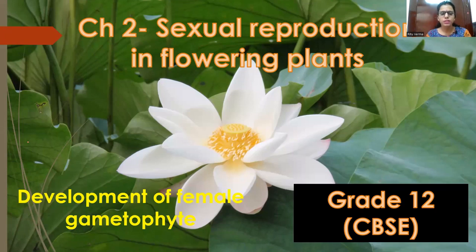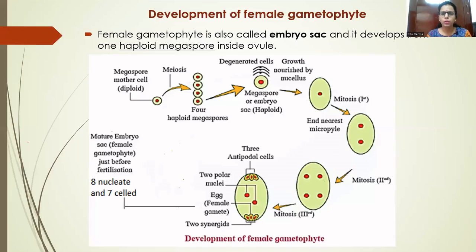Everyone, in this video, we are going to discuss the development of the female gametophyte in angiosperms. In the previous video, we learned about the process of megasporogenesis in angiosperms, and there we saw that one of the cells present in the nucellus develops and grows into the megaspore mother cell. Then this diploid megaspore mother cell undergoes meiosis 1 and meiosis 2 and produces 4 haploid megaspores, and these 4 haploid megaspores are arranged in the form of a linear tetrad.